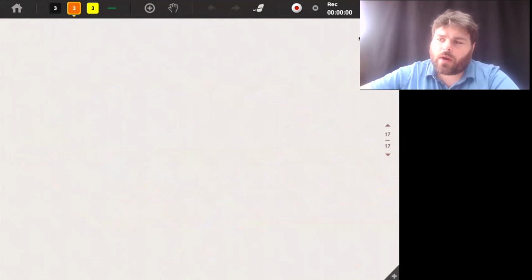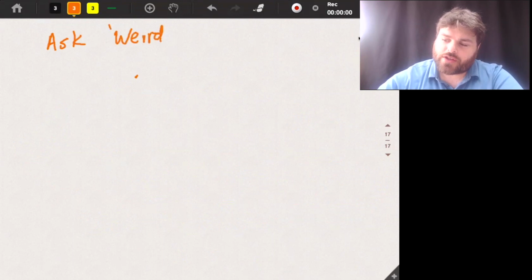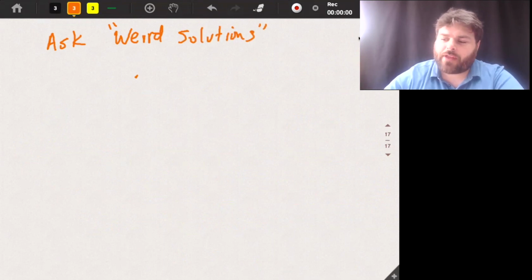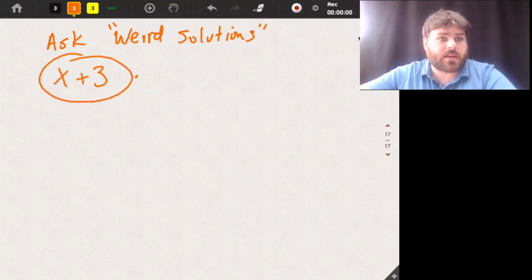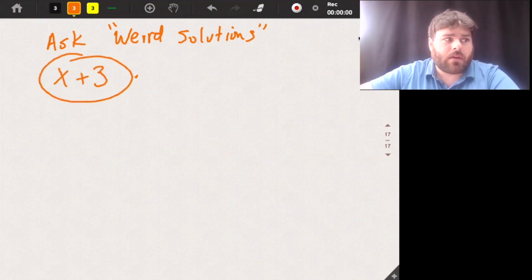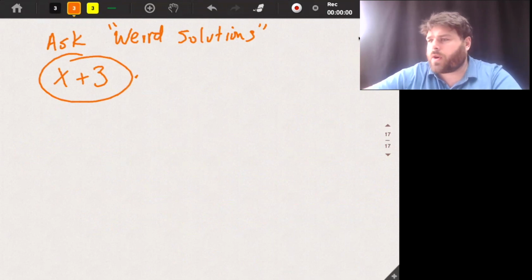All right, so let's look at this example, because this is pretty common. Sometimes they ask questions on the ACT, they ask for weird solutions. Okay, now what do I mean by weird solutions? Well, for example, they might say, find x plus 3. Okay, they're not saying find x, they're saying find x plus 3. Now, of course, you want to find x first and then add 3, but that's a weird kind of situation.